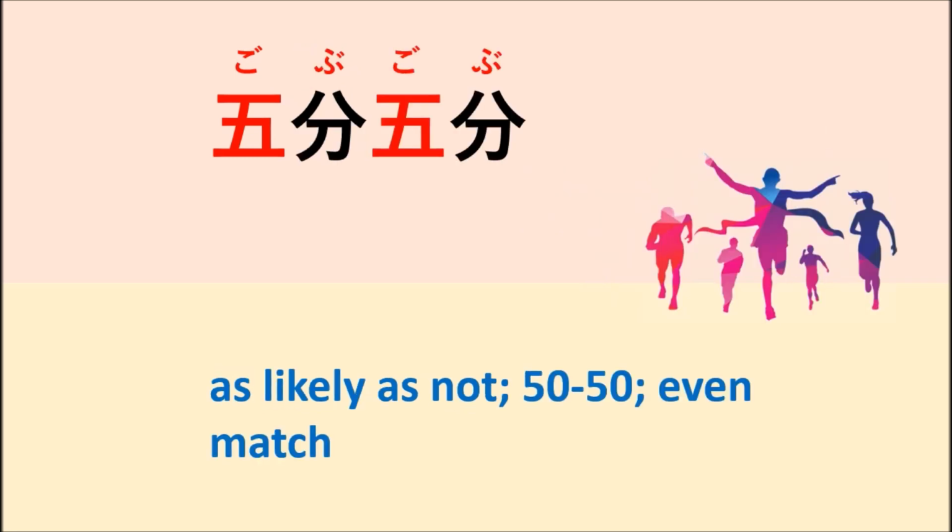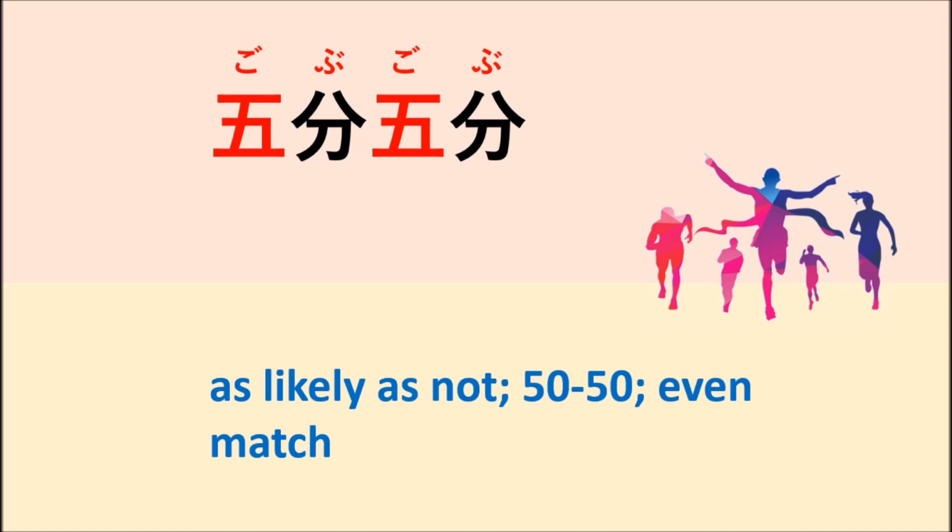Gobu gobu. Gobu gobu means as likely as not, or 50-50, or an even match. Go means 5. Bu means percent, right? So when you say gobu, it means 50-50.